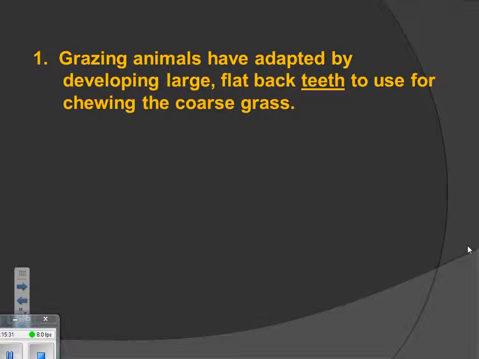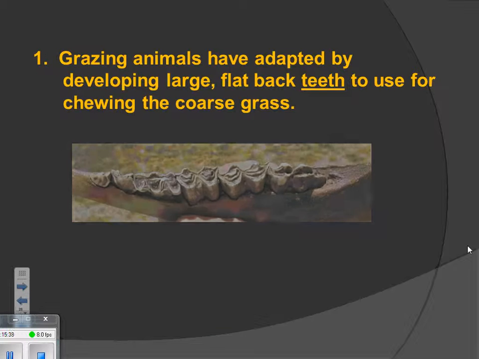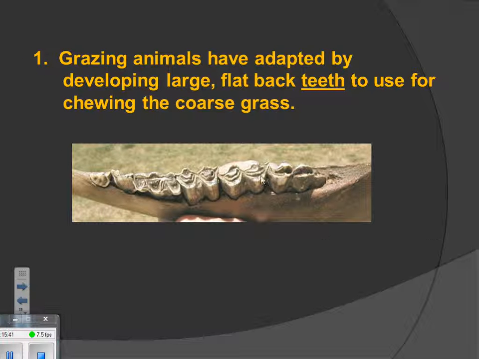Number one, grazing animals have adapted by developing large, flat back teeth to use for chewing the coarse grass. So they get these huge back teeth that are really flat, and they can grind down those stalks of grass. They have lots of cellulose and fiber that helps them to stand straight up. Well, they have to break all of that down in order to digest it.